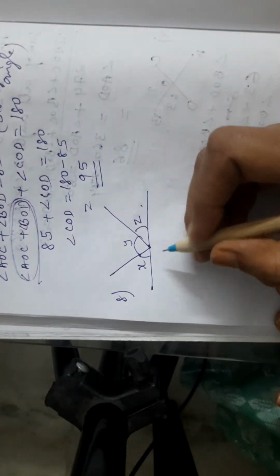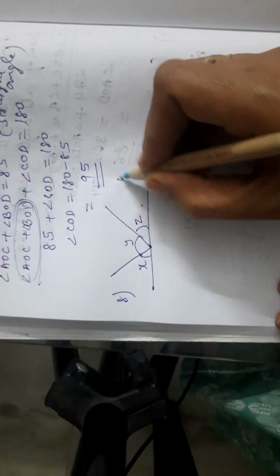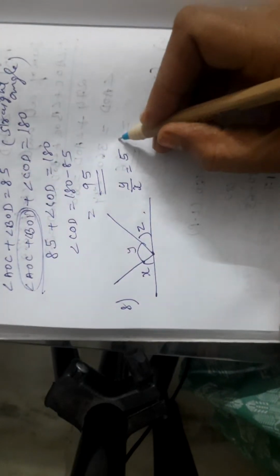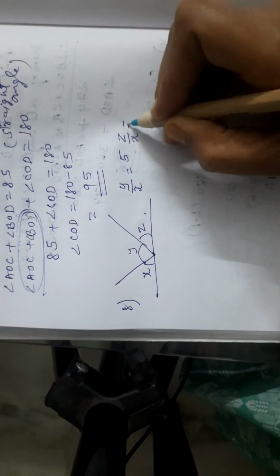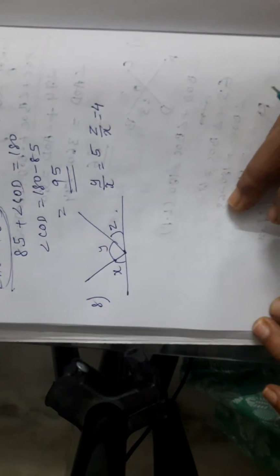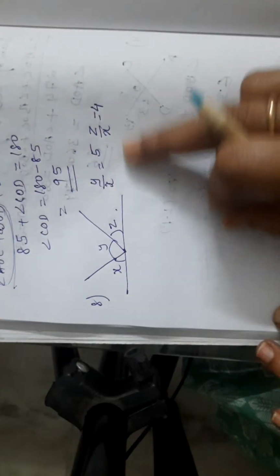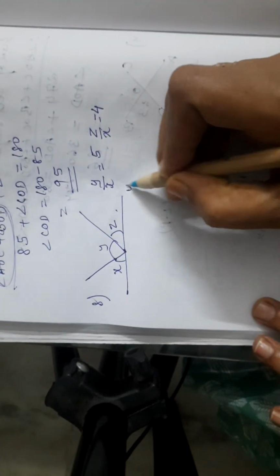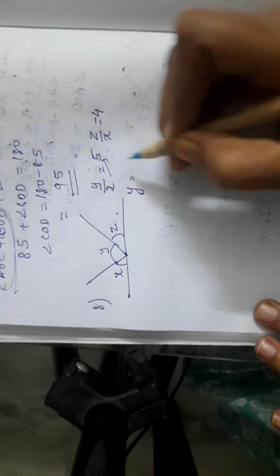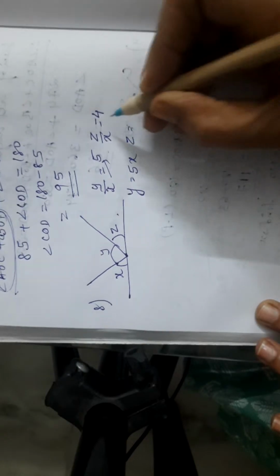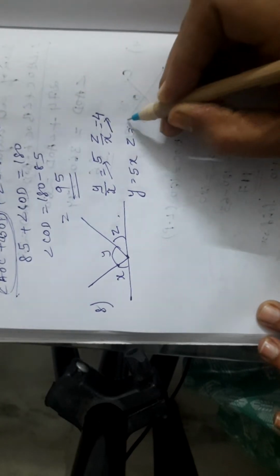Here it is given Y upon X is equal to 5 and Z upon X is equal to 4. We need to find the value of X. So how are we going to solve this? We'll have cross multiplication. Y is equal to 5x and Z will be equal to 4 multiplied by x, 4x.